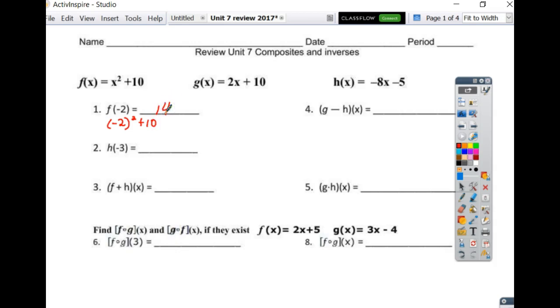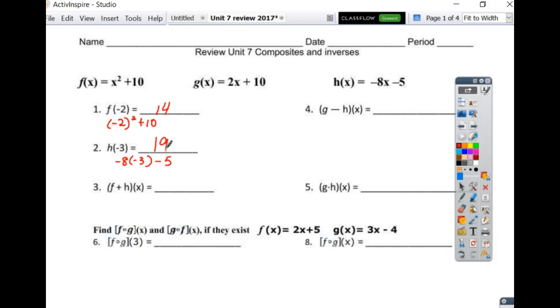So where does the h of negative 3 go? In the h. So we have negative 8 times negative 3 minus 5. So I get positive 24 minus 5 is 19.